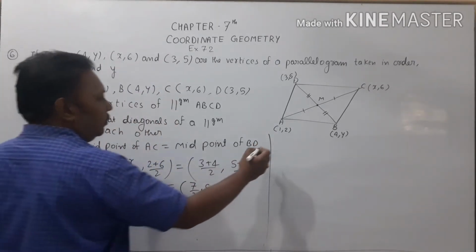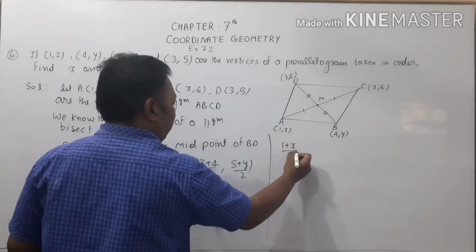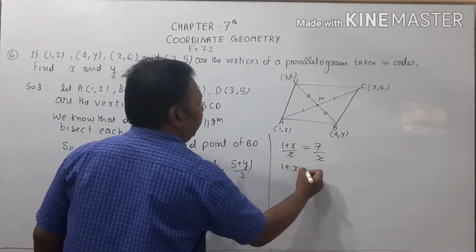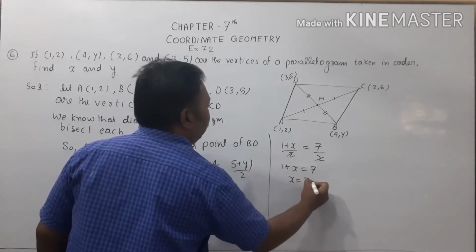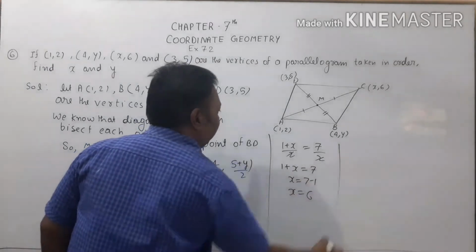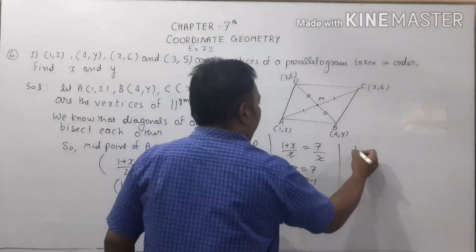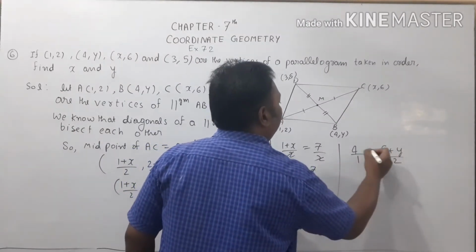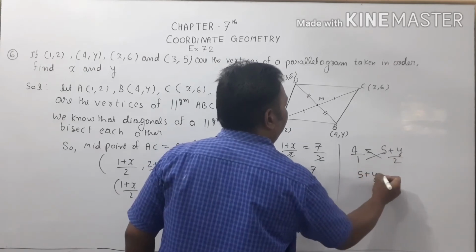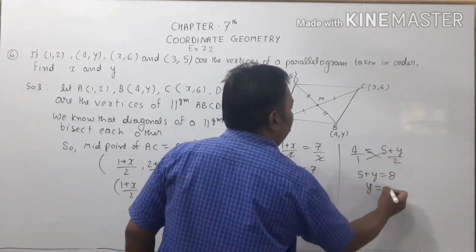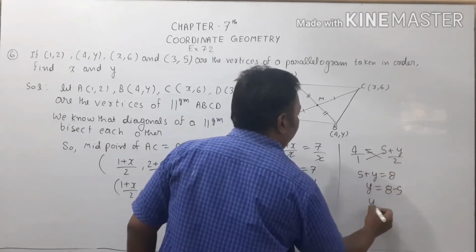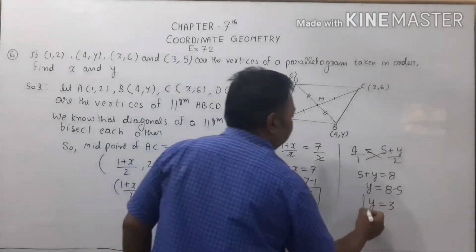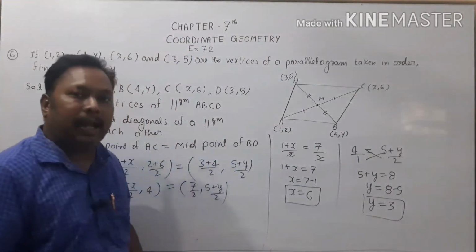Compare these values. So 1 plus x upon 2 equal to 7 upon 2. 2 is cancelled. 1 plus x equal to 7 and x equal to 7 minus 1, x equal to 6. 4 equal to 5 plus y upon 2. 5 plus y equal to 8. y equal to 8 minus 5, y equal to 3. These are the values of x and y.